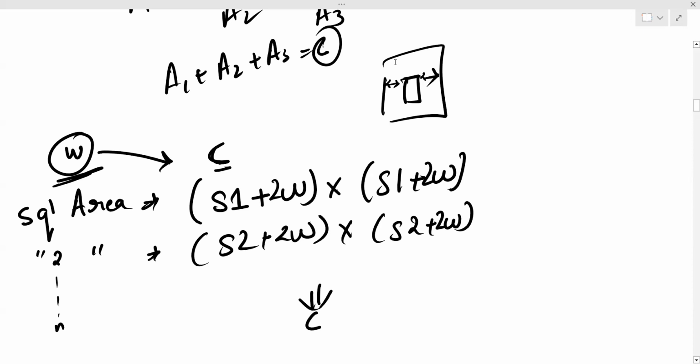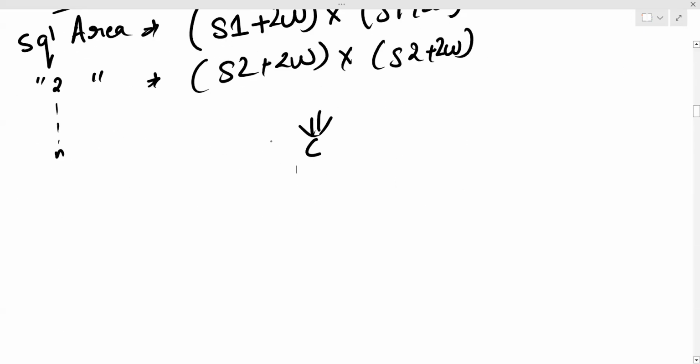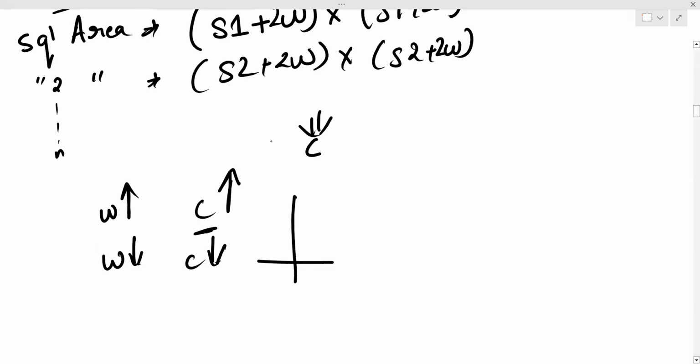And now see, if you increase your W, your final C is going to increase. If you decrease your W, your C value will decrease. So this is a monotonically increasing function, right? So what we can do, we can apply binary search. And we'll try to locate that W for which we get the value of C as given in input.